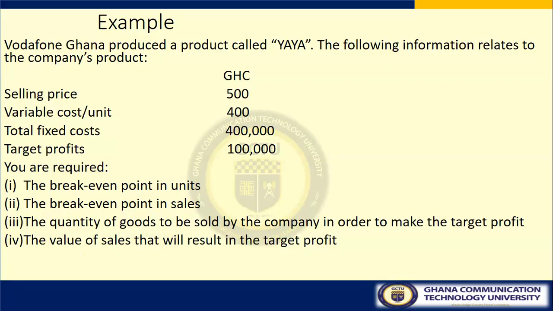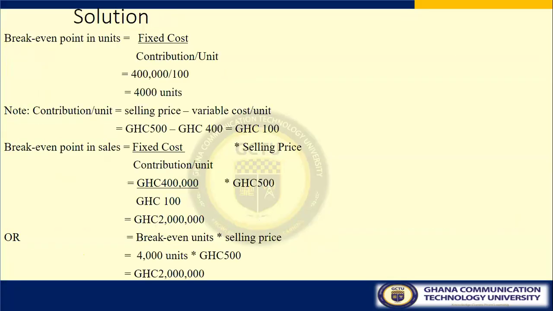Now we substitute this value into the equation. So our break-even point in units is equal to fixed cost divided by contribution per unit. The fixed cost is 400,000, so it's 400,000 divided by 100, and that'll give you 4,000 units. So our break-even point in units is 4,000 units according to this question.